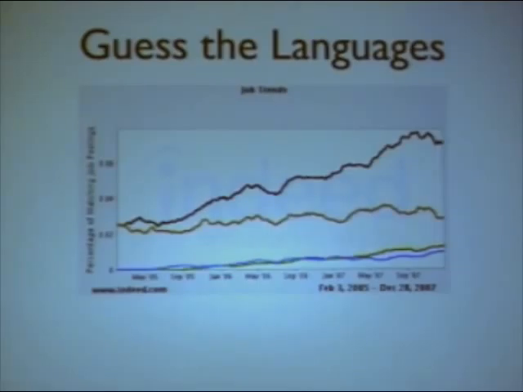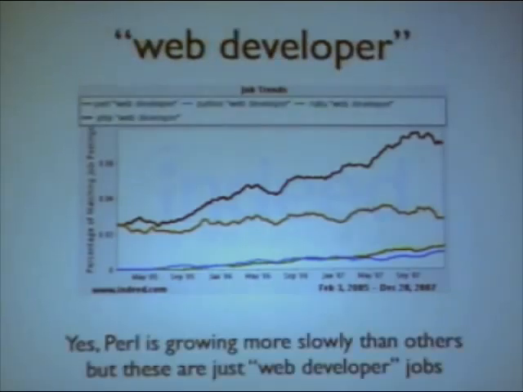Guess the languages. What's the black line? That should be easy. Yep. The orange line? Perl. And the green and the blue. Green is Ruby, blue is Python. Now, but these are web developer jobs. This is US focused, of course, and Ireland may be a little different, but hopefully the message is essentially the same. In the web development world, Perl has a huge install base, but it isn't growing as fast as the others. But let's take a broader view.